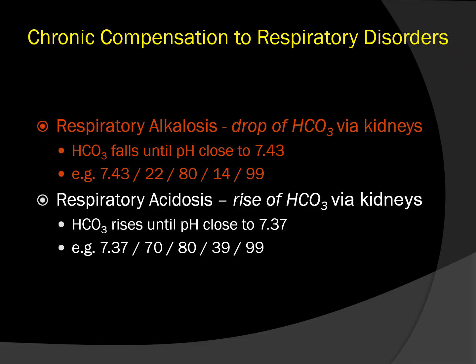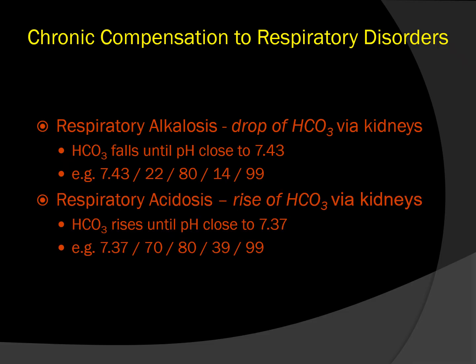The opposite happens with chronic respiratory acidosis. The bicarb is retained by the kidneys over hours to days and rises to keep the pH close to normal, but still a little bit low at 7.37. In this case, a patient has chronic hypercapnia with a PCO2 of 70 chronically, and the bicarb has gone up to 39 to correct the pH almost back to normal at 7.37, still a little bit acidotic.